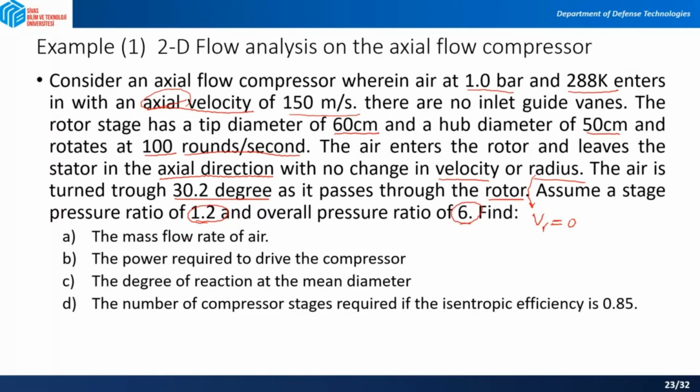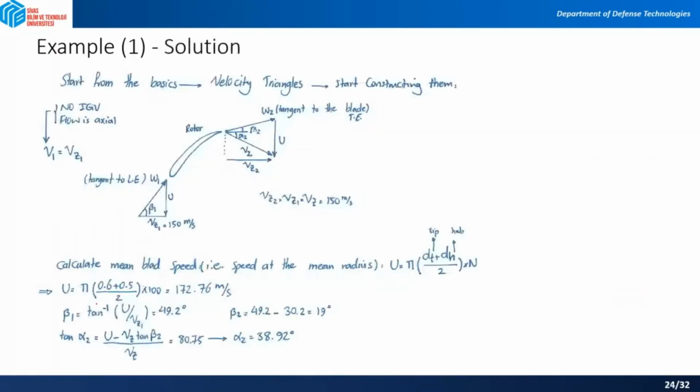Then find the mass flow rate, the power required to drive the compressor, the degree of reaction at the mean diameter, and the number of compressor stages required if the isentropic efficiency is 0.85. Okay, so let's start from the basics. Basic says that you have to draw the velocity triangles, construct them.